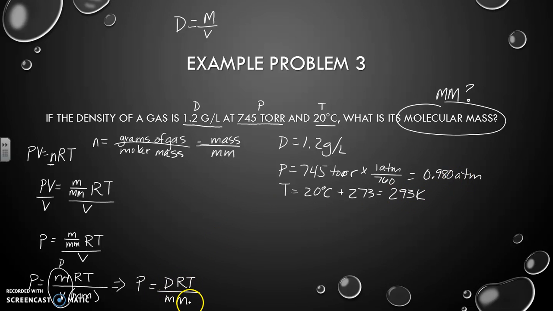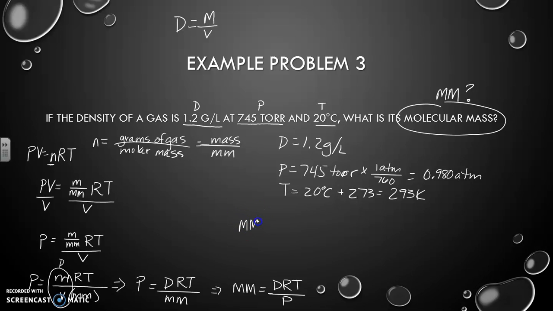Okay, so now we have our density, we have our pressure, we have our temperature, and we have our R value, so we can plug into this and solve for molecular mass, right? We can also rearrange this so that molecular mass is equal to D, density, times R times T over P. Makes it way easier so we don't have to do any extra moving, right? Okay, so let's plug this in here.